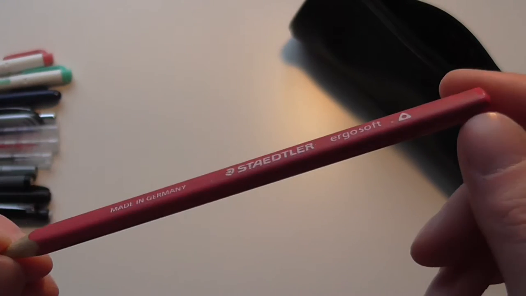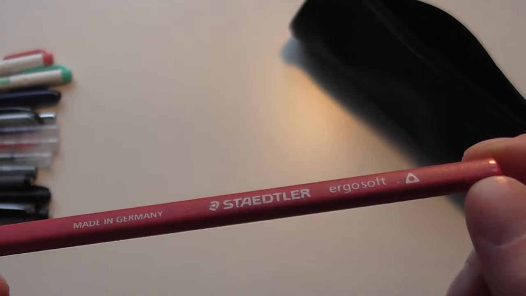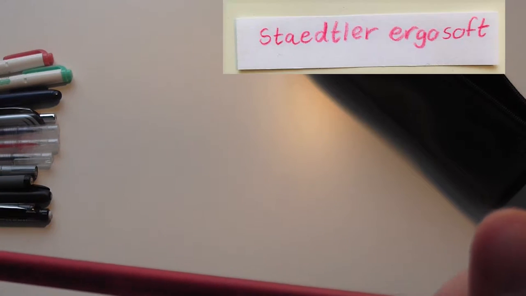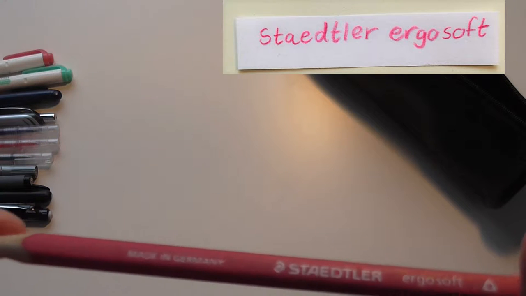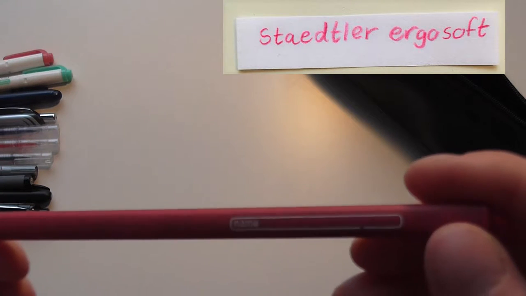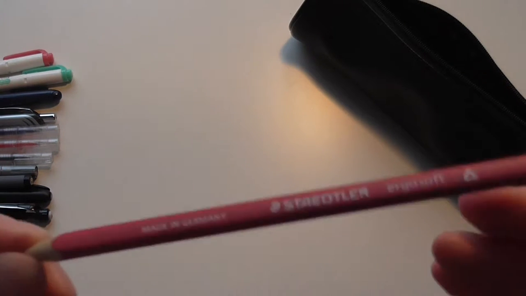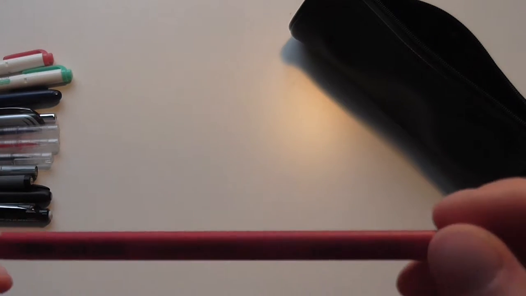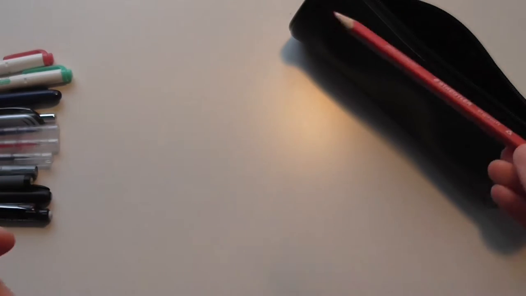Next up is another thing from Staedtler. It is a red crayon or color pencil or whatever it's called. And yeah, I use it to correct my mistakes and so on. So yeah, that's why I always have it in my pencil case.